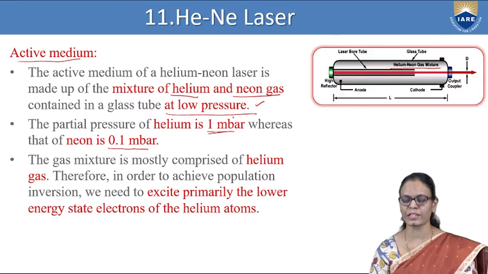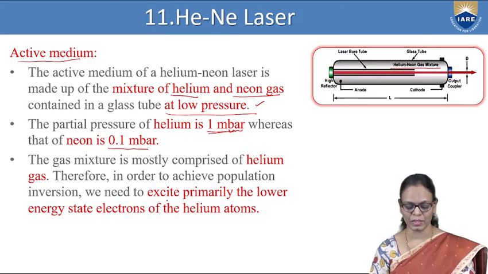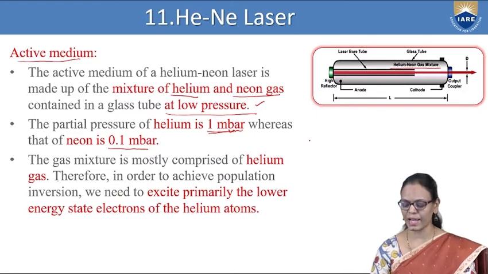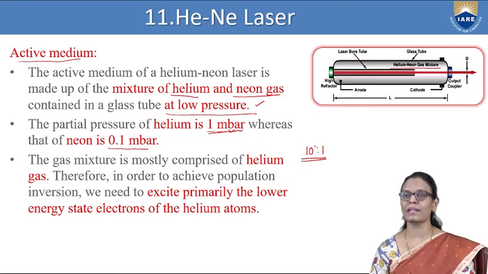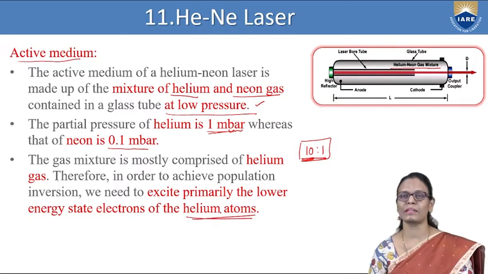We are measuring the pressure in terms of bar. Okay, this is the unit for pressure. So low we keep the pressure, and the gas mixture is mostly comprised of helium gas. Therefore, in order to achieve population inversion, we need to excite primarily the lower energy state electrons of the helium atoms. When we are mixing this gas, we mix it in the ratio of 10:1. Means for 10 atoms of helium, there is 1 atom of neon. So because these are taking active part, what we need to do? We need to excite the helium atoms mainly.